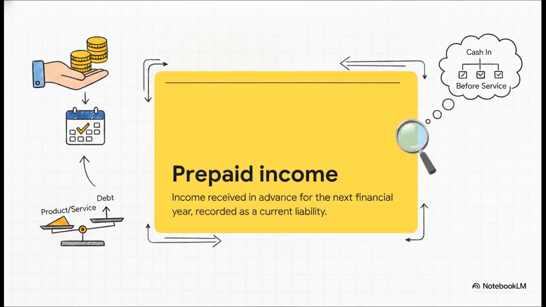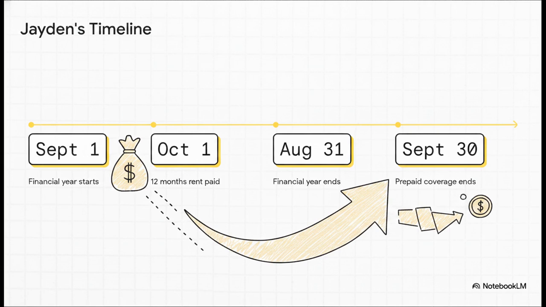And rounding out the main quadrants, Section 5, prepaid incomes. Now, while it feels amazing to get cash early, receiving it before you've actually earned it creates a current liability. Why? Well, because you technically owe that customer a service or product next year. You have a literal debt of service to fulfill. Let's look at Jaden's timeline to make this concrete.